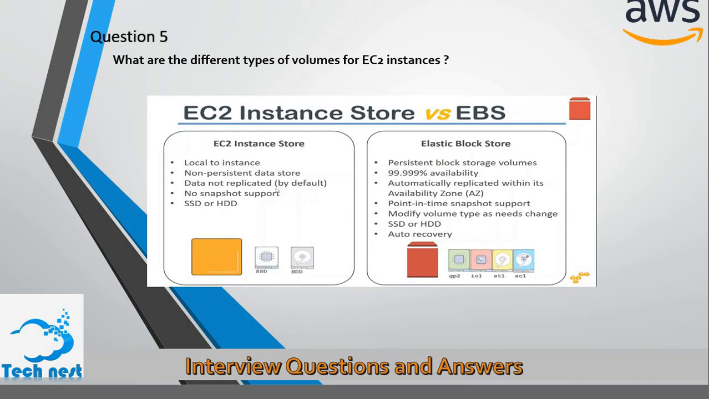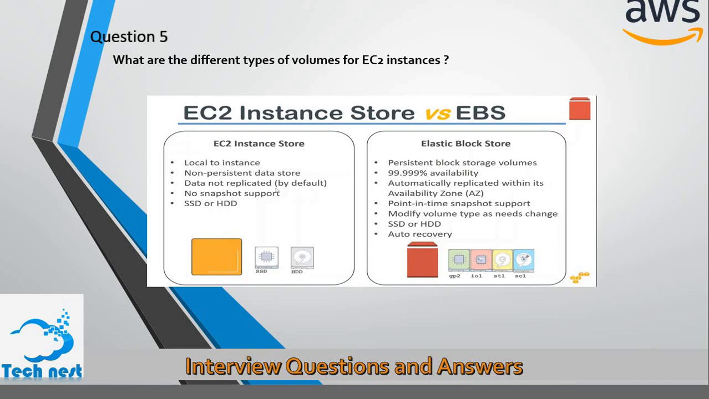Question 5. What are the different types of volumes of EC2 instances? There are 2 types of volumes of EC2 instances. One is the EC2 Instance Store volume, and the second is Elastic Block Store, EBS. Let me give you a few differences between the EC2 Instance Store volume and the EBS volume. The EC2 Instance Store volume is local to that particular instance, and it is a non-persistent data store. While the EBS volume is persistent block storage, with 99% availability, automatically replicated within its availability zone.